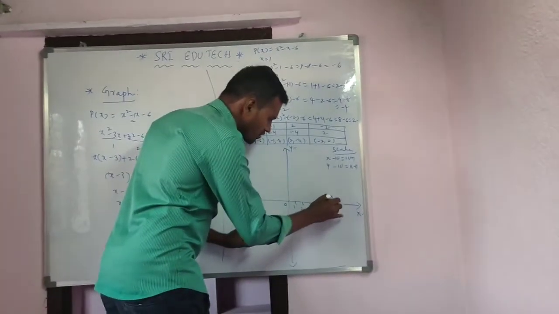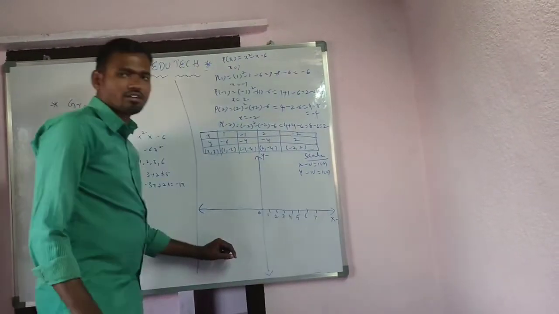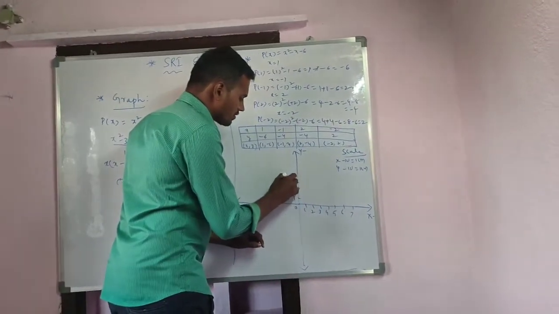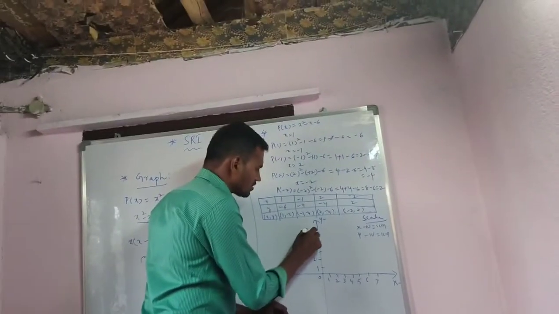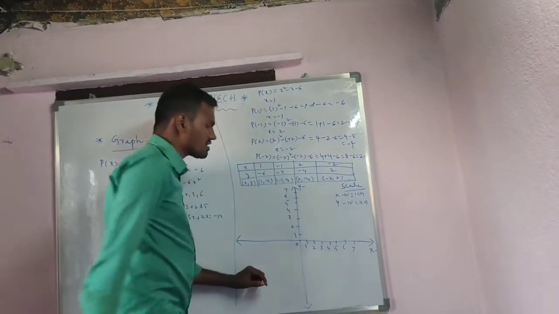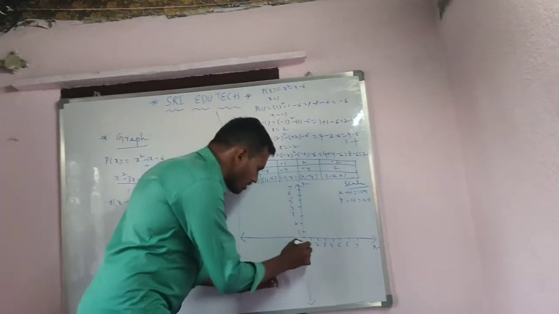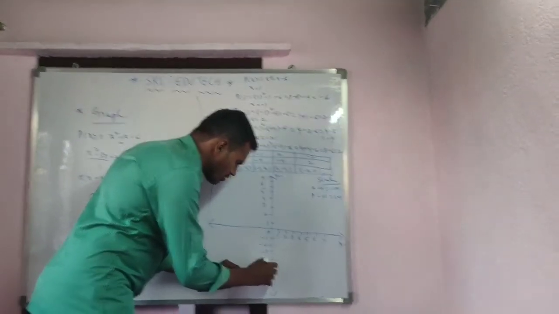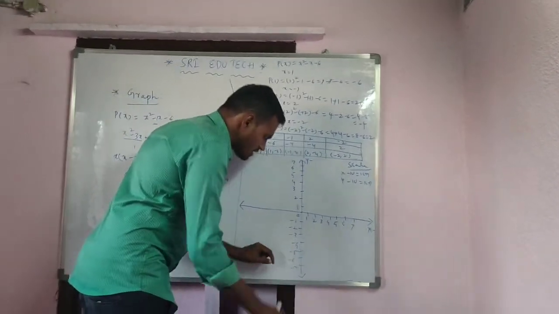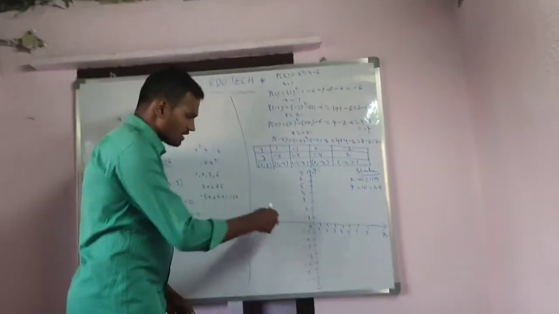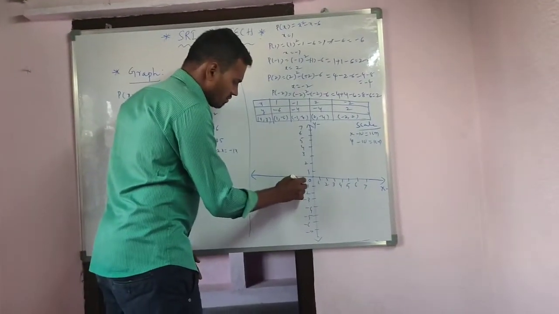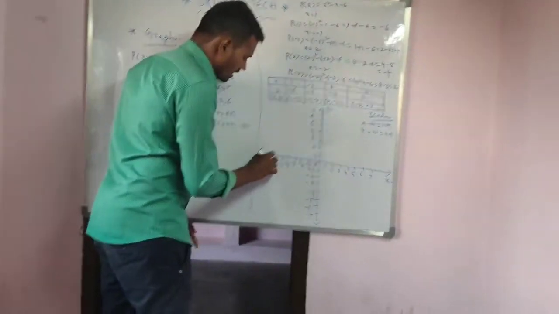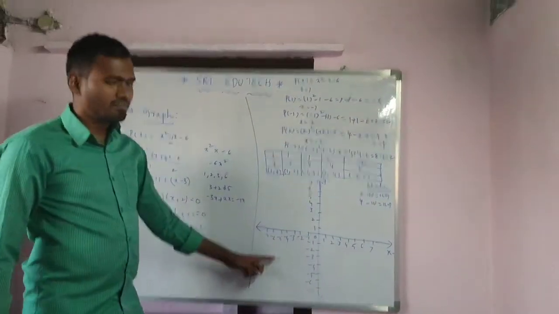this is 4, this is 5, this is 6, this is 7. Next on the y-axis, this is 1, this is 2, this is 3, this is 4, this is 5, this is 6, this is 7. Write down negative values: minus 1, minus 2, minus 3, minus 4, minus 5, minus 6, minus 7. Here also negative values minus 1 to minus 7.